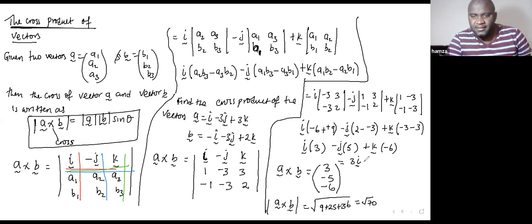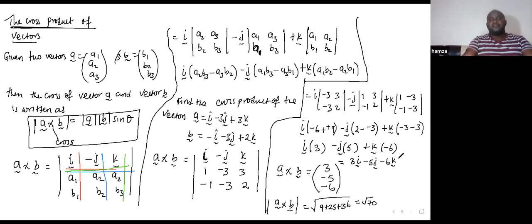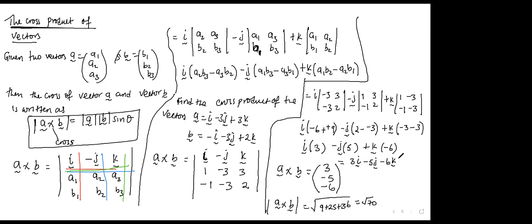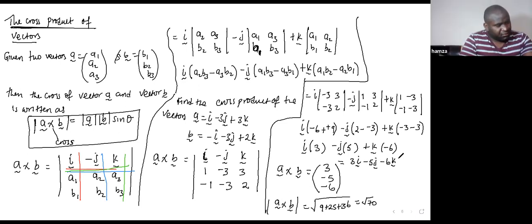3i minus 5j minus 6k. It's the same. Okay. Here, I just want to write it in column form. You know, I told you writing in column form eases the algebra, minimizing the risk of missing out the vector notations. So basically, those are our definitions for today.